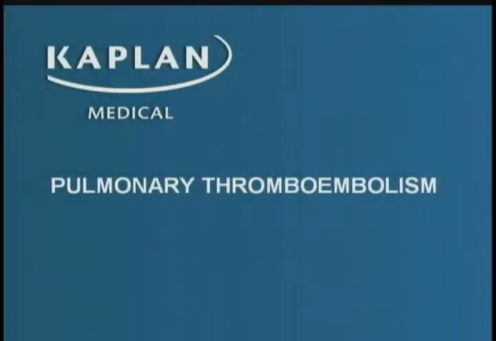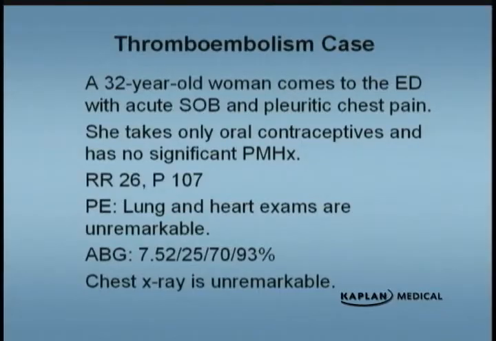Our next chapter is pulmonary thromboembolism, and the first case that we're going to do is a 32-year-old woman who comes to the emergency department with acute shortness of breath and pleuritic chest pain. She takes only oral contraceptives and has no significant past medical history. Her respiratory rate is 26. That's increased, of course. Her pulse is elevated. That's increased. Her lung and heart exam are unremarkable.